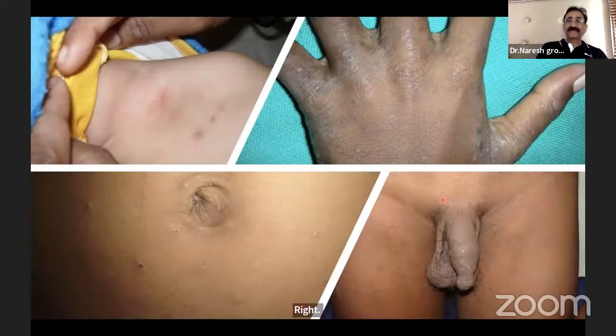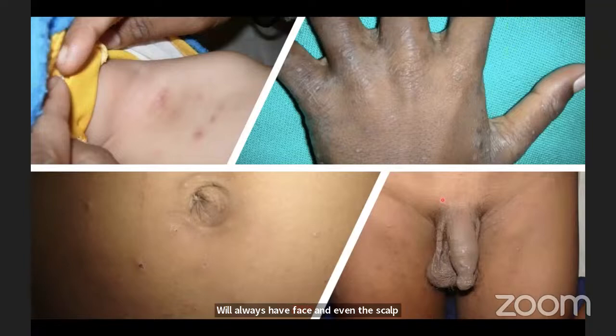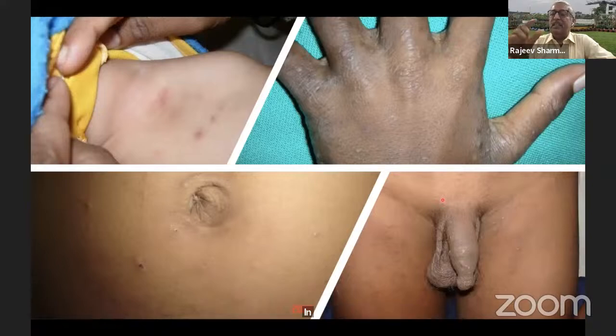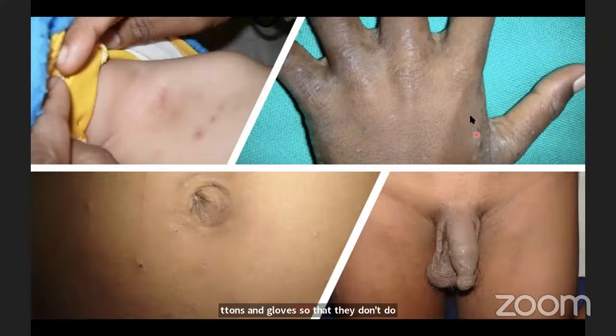In infants, it has to be applied from head to toe. They should not ingest it. Yes, you have to put mittens and gloves so that they don't do this. And you have to tell the mother not to feed the child accidentally, because she also has applied the medicine. So one night it is a problem. You have to do top feeding.